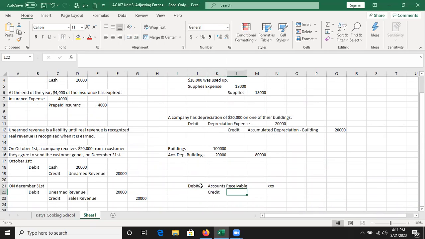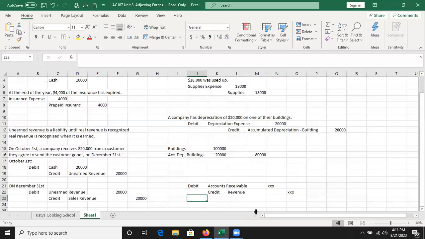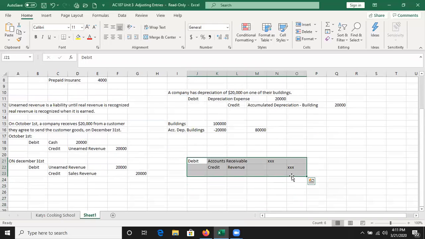And she's going to have to credit a revenue account, specifically tuition and fees earned, which is a revenue since it's a school. So this is the opposite of the last one. The last one, she received cash but didn't do anything to earn it. In this one, she earned revenue, but she's not receiving the cash yet. So this is the general setup you're going to look for when you're doing that journal entry. Just keep in mind what the amount should be.